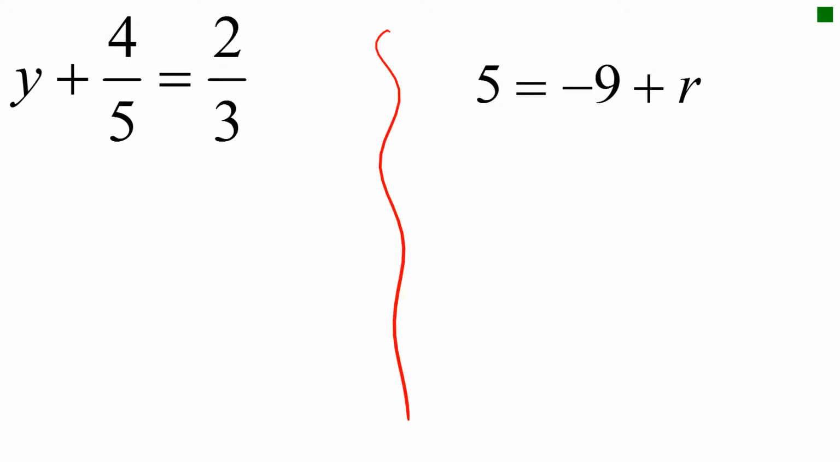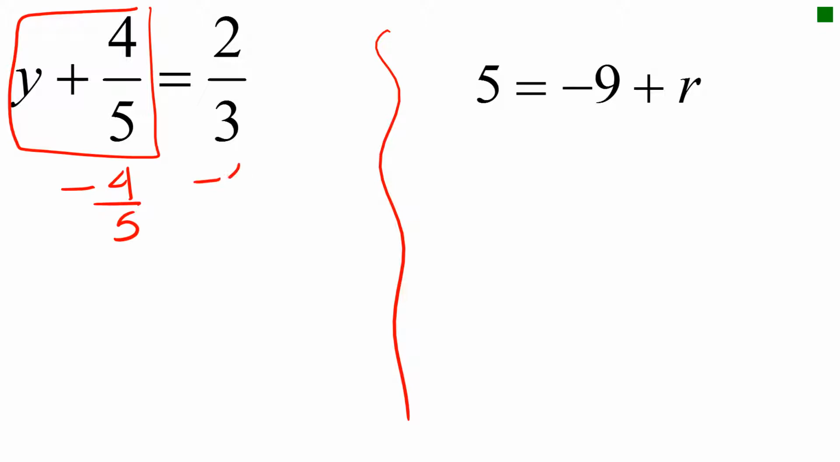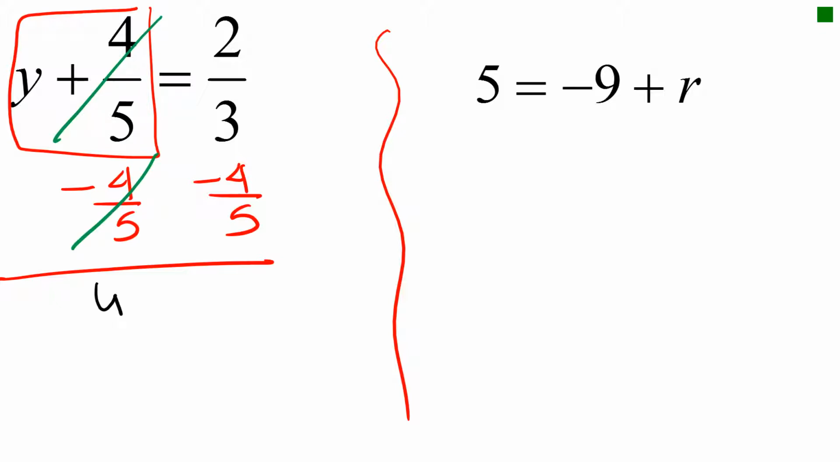Then we get fancy schmancy. We've got a fraction, and fractions tend to scare us. But just remember, you're doing the same process. Over here is where you've got your plus sign, you've got your variable, and you want to get rid of a plus 4/5, so you're going to subtract 4/5. So you can cancel. Positive 4/5, negative 4/5, and what you have left is y.